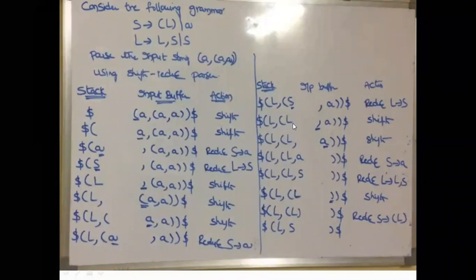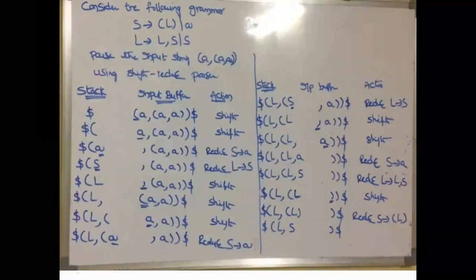Is there any production in the right hand side? No production. We are considering this as a substring. Is there any production in the right hand side which has this substring? There is no production in the right hand side with this substring. Then we are performing the shift action. What is the shift action? The next input symbol is pushed onto the stack.